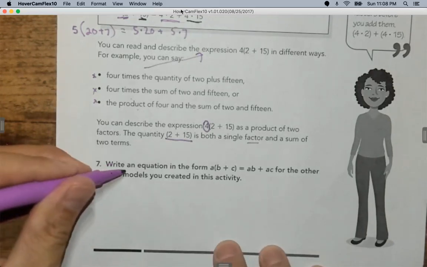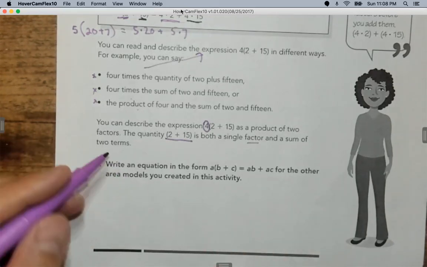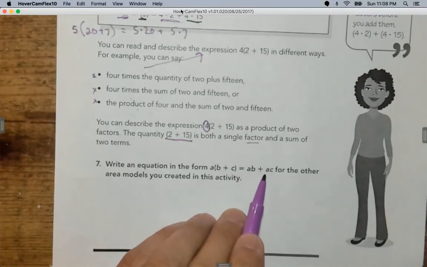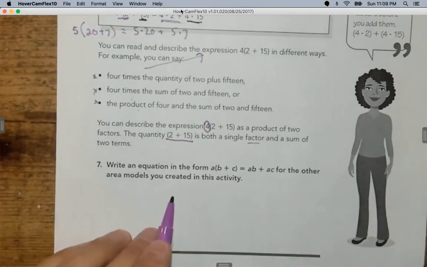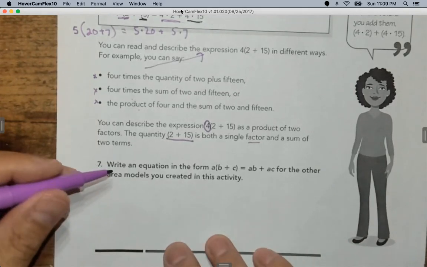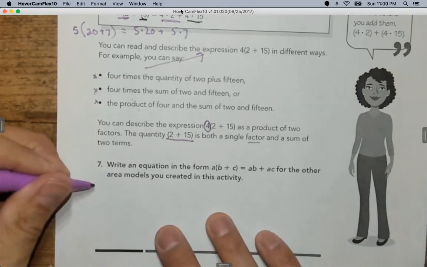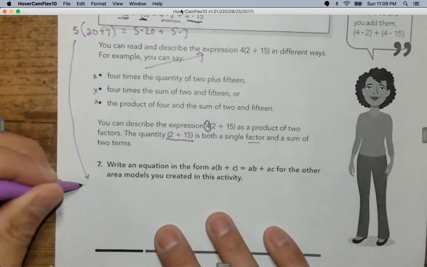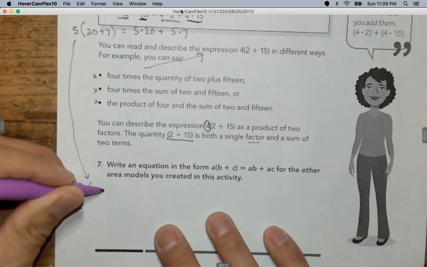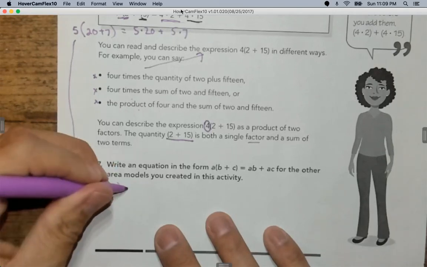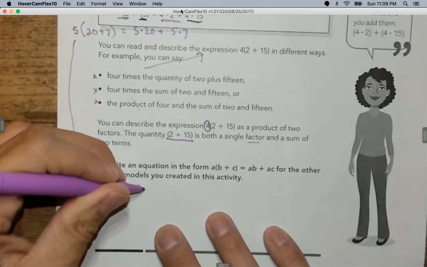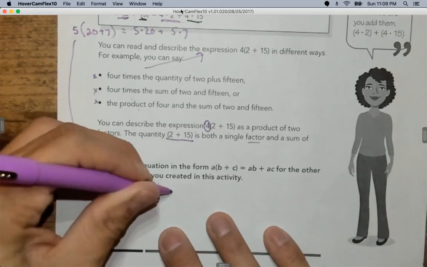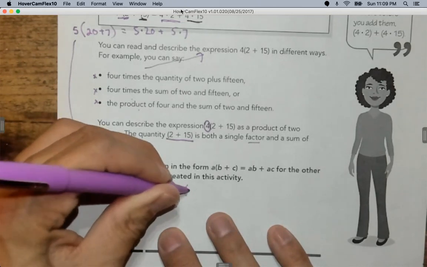Write an equation in the form A times the quantity of B plus C equals A times B plus A times C for the other area models you created in this activity. Well, I could do this for all of them. First, I have this one up here, but I could write it here: 5 times the quantity of 20 plus 7 equals 5 times 20 plus 5 times 7.